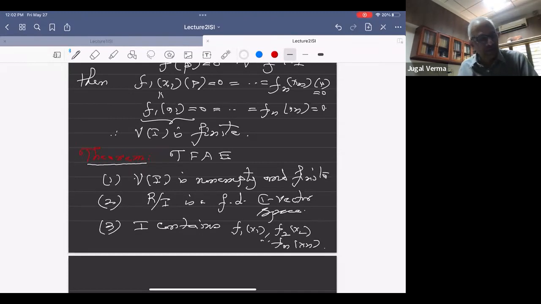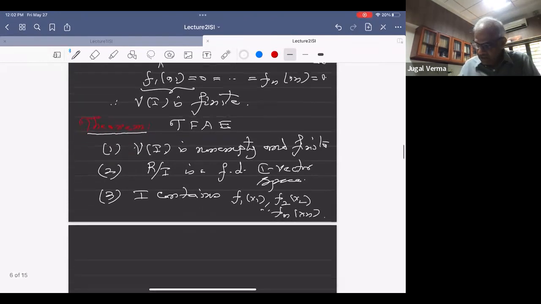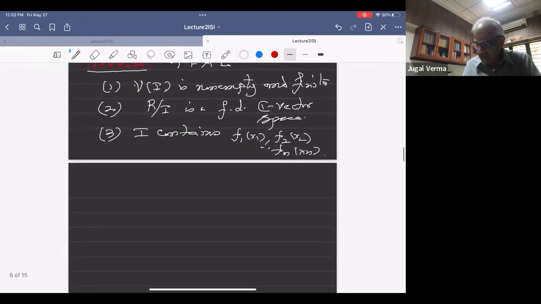Any questions so far about when an algebraic variety is finite, or when a set of polynomial equations has only finitely many solutions? Okay, so that was an interesting application of the strong Nullstellensatz.